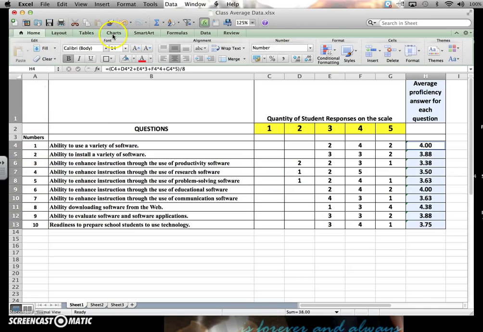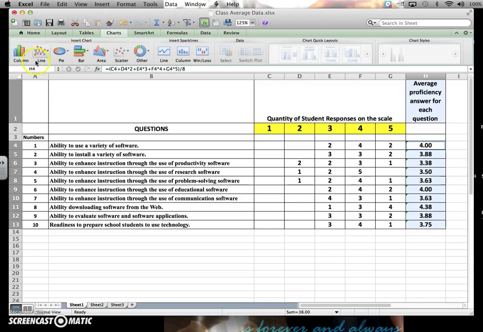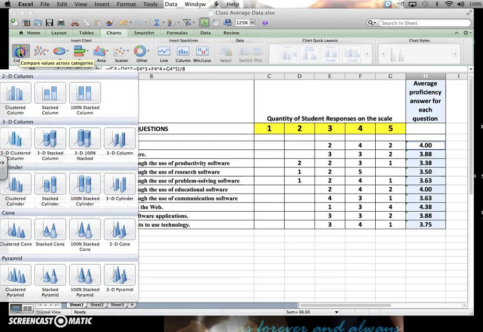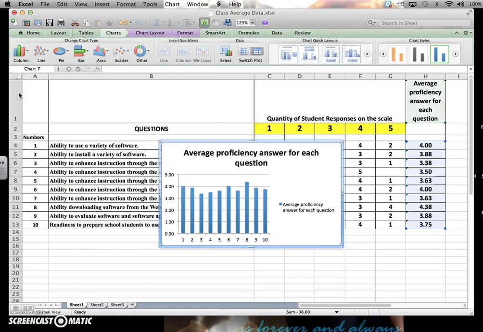I'm going to go up to charts, and I prefer for this information to use a column chart, and I'm just going to do a very simplistic one, two-dimensional, two-column. In this case, it's one column because there's only one column of data. And notice that it's already put in a title for me, which is very nice. And my key is the same thing that's written over here.